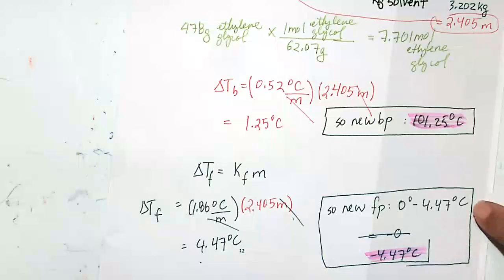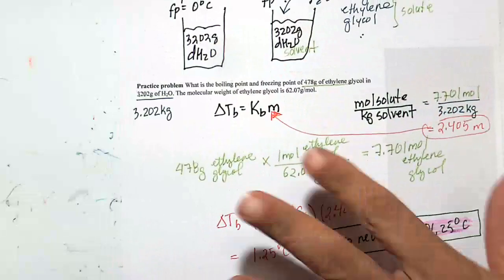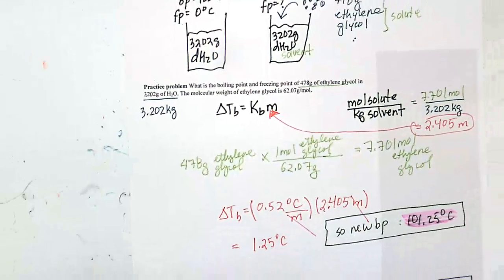This is how antifreeze works. So instead of freezing at 0 degrees, it's going to freeze at minus 4.47. I think they put it in your cars or something. So yes, ethylene glycol is antifreeze.